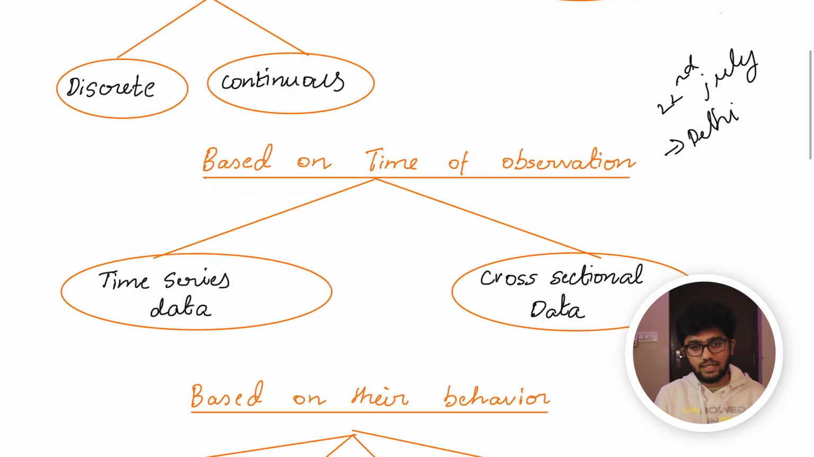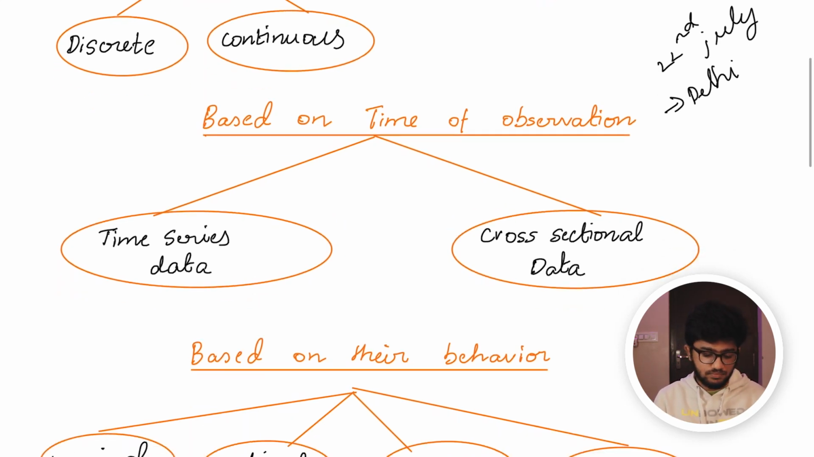Whereas in cross-sectional data, let's assume, using the same example, you are calculating the weather in different cities at the same time. Here the entity varies: Delhi, Bombay, Chennai, but the time of observation of the weather remains the same. Such kind of data belongs to cross-sectional data. So the main difference between them is that in time series the entity remains the same but the time varies, whereas in cross-sectional the time remains the same but the entity varies.